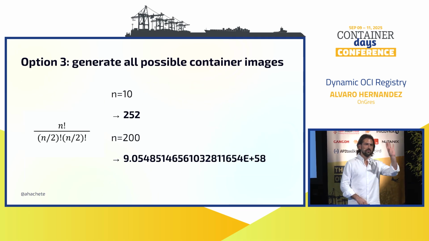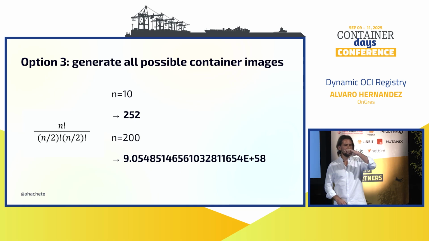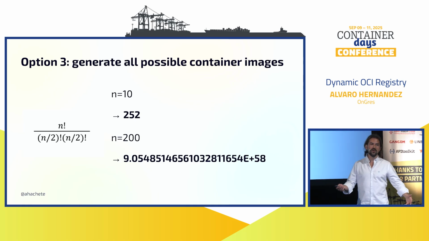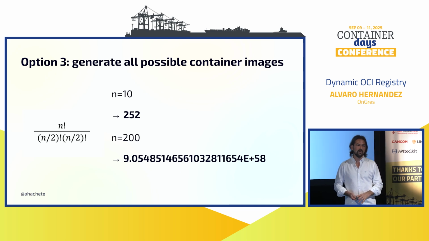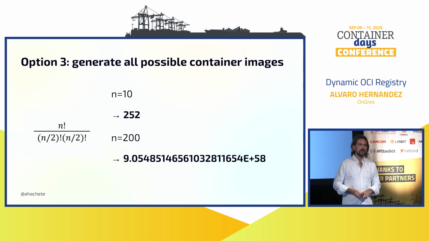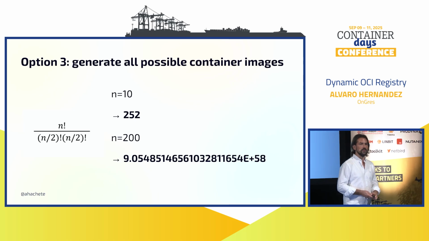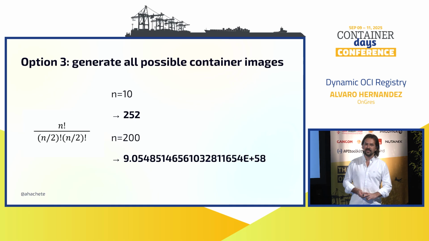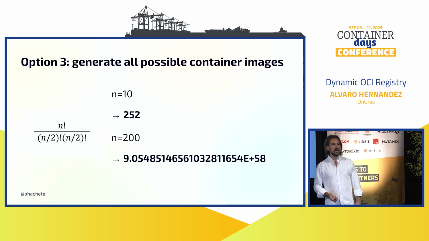So for 10 extensions in my catalog, I need to produce 252 images. That's maybe doable. But if I want to support 200 extensions, I need to produce more container images than the number of atoms in the universe. And I'm not going to pay for this cloud bill. So this option doesn't look really feasible.